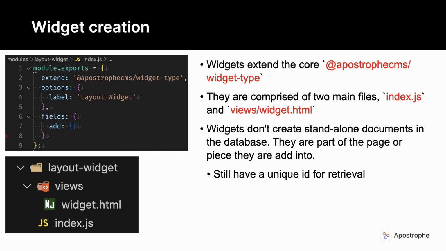Another key difference occurs behind the scenes in how Apostrophe handles content added through a page versus a widget. When you save a page, Apostrophe creates a new document in the database. That document and the content within it can be retrieved from the database with a unique ID. This isn't true of widgets. They don't exist as documents within the database outside the page where they're added. However, as we will cover when we create the rating widget in this tutorial, each widget gets a unique ID that we can use to retrieve content.